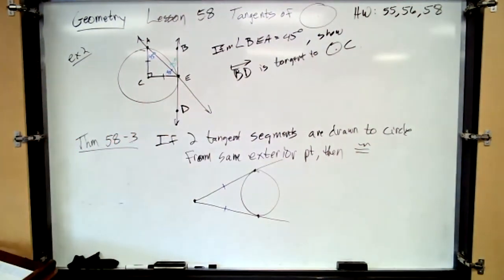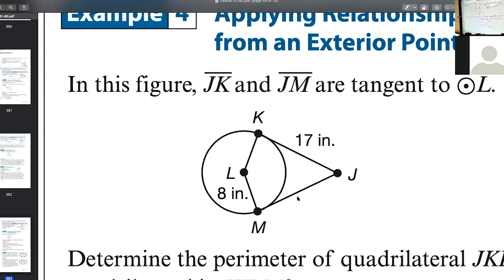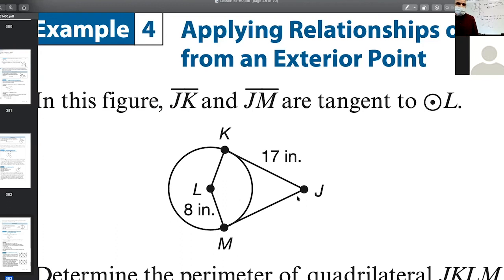All right, so real quick, let's look at this example. I won't draw it because it's easier not to. So what's MJ? 17. What's KL? Are we assuming it's radii or do we know it's radii? You don't have to assume. It says in this figure, JK and JM are tangent to circle L. And since we know it's called circle L, then we know that L is the center. So any line drawn from the center to a point on the circle is a radius.